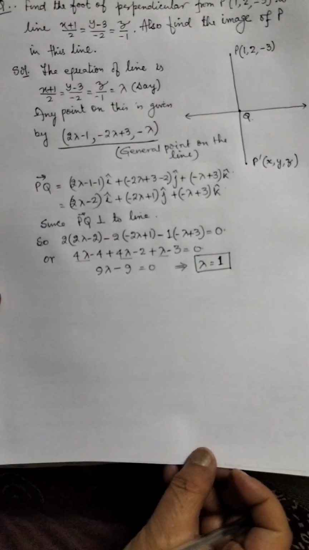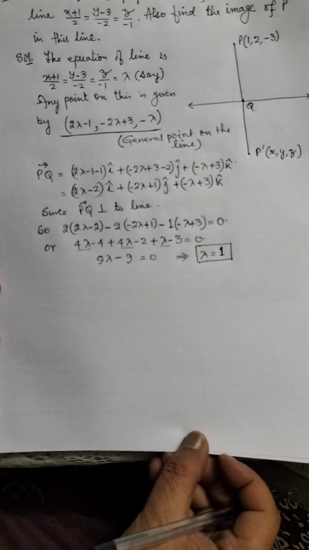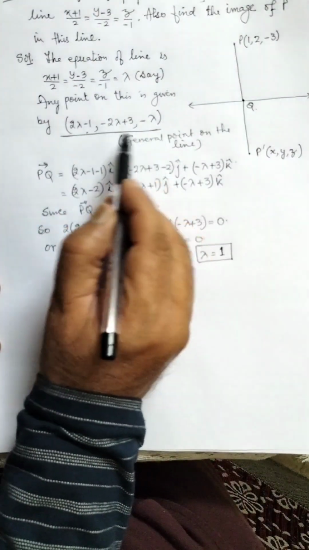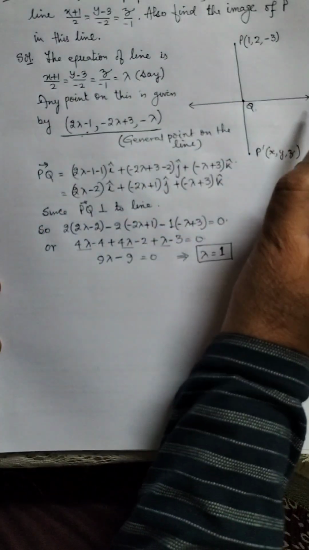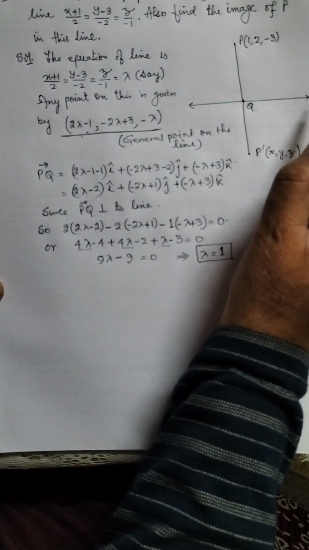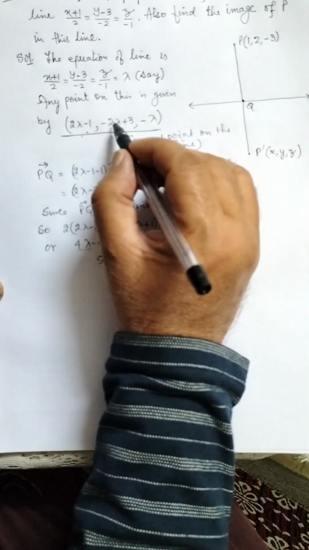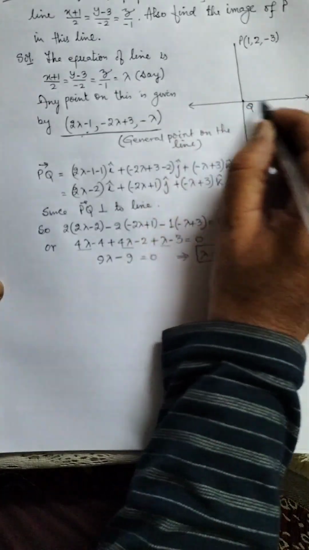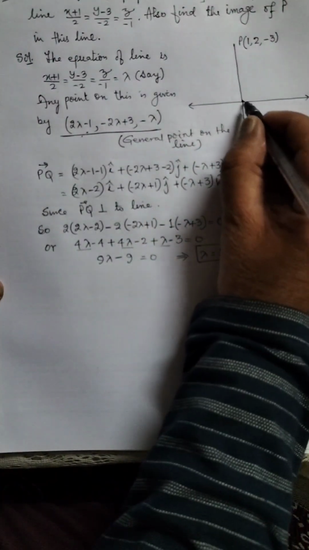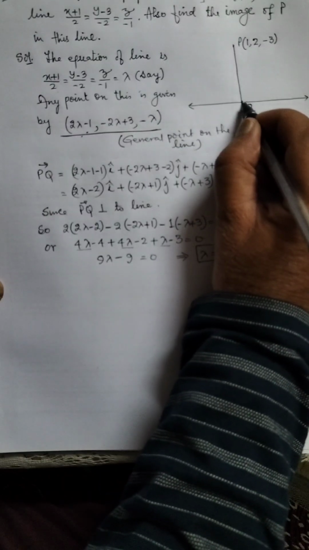Now we got the value of lambda, and this is a general point on the line. General point on the line means any point on the line, depending upon the value of lambda. Lambda can have any value. Now for this particular value, this will be the foot of the perpendicular.